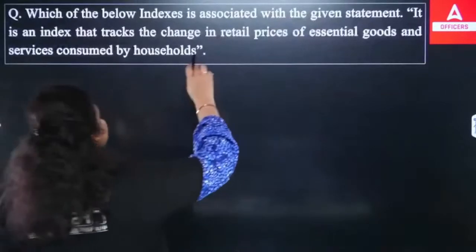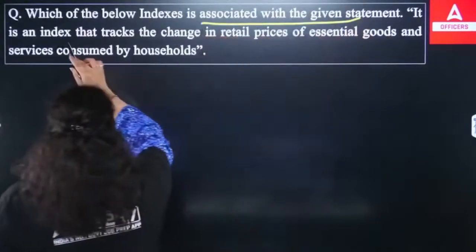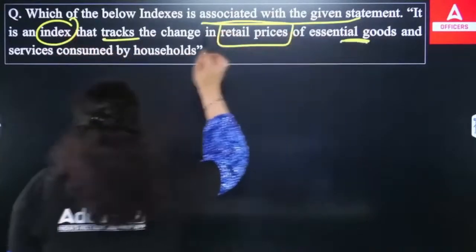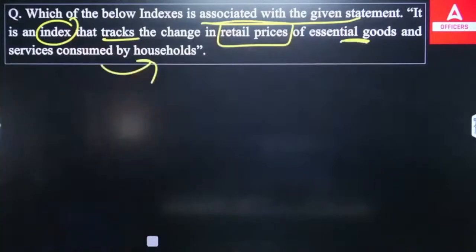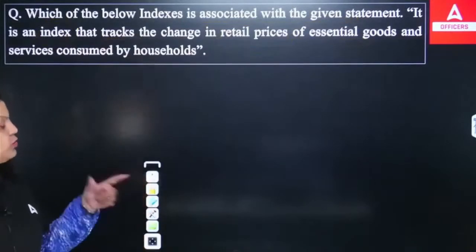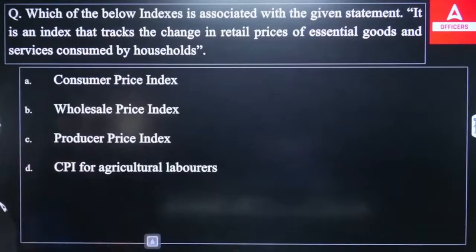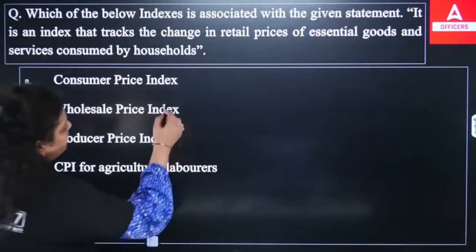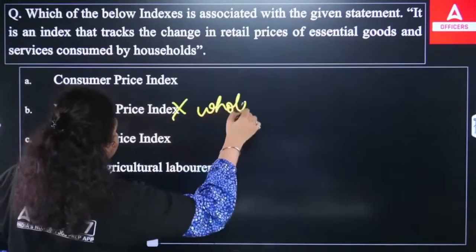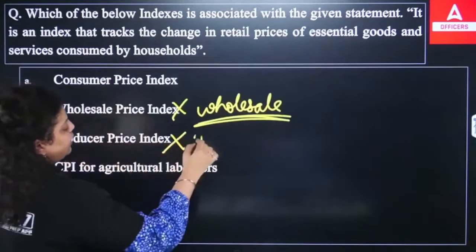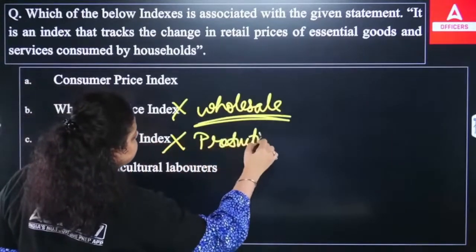Which of the following below indexes is associated with the given statement? It is an index that tracks the change in the retail prices of essential goods and services consumed by the households. So whatever goods and services we are consuming, those prices will be calculated on the retail level. Which of the following index calculates that? Is it a CPI, is it a WPI, is it a PPI, is it a CPI for agriculture? It can't be WPI because it measures the inflation in the wholesale market. It can't be producer price index because it takes the inflation at the production stage.